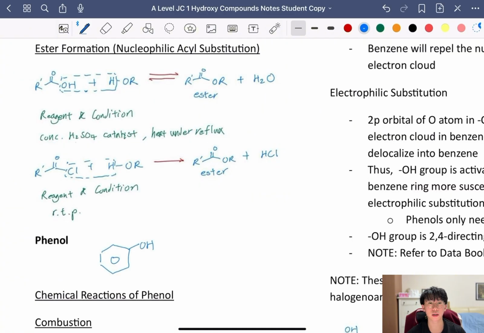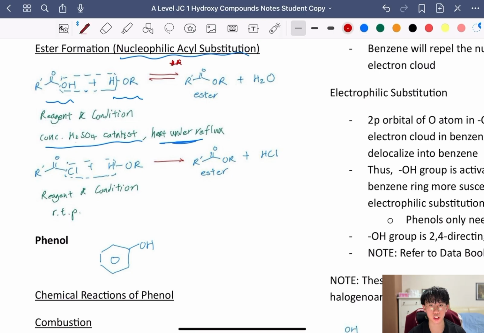Your alcohols can also form esters. So these actually undergo a nucleophilic acyl substitution. You don't really need to know the mechanism behind this, but you just need to know that your alcohols can react with carboxylic acids under these conditions, which is concentrated H2SO4 catalyst, or heating under reflux to form your ester. Now do take note that this is a reversible reaction.